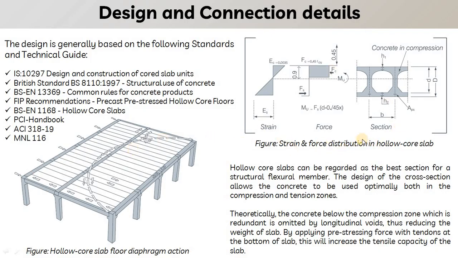So here you can see the strain and force distribution in the hollow core slab. This is how the strain and force are distributed using the strand wire and concrete. This is the concept of the concrete and strand, which will be used in distribution of the force and all the stresses.